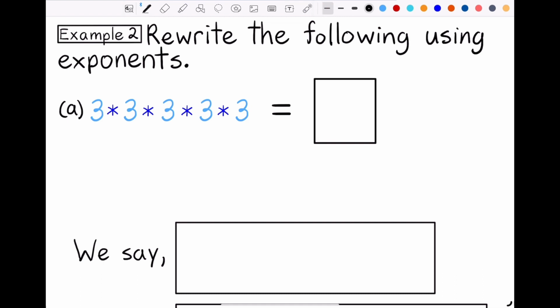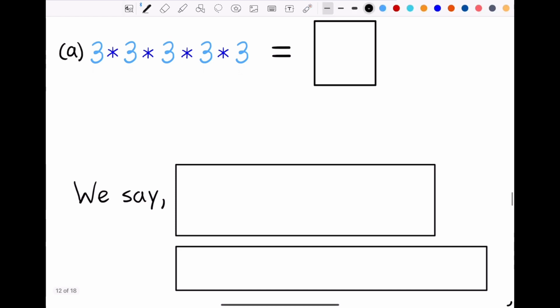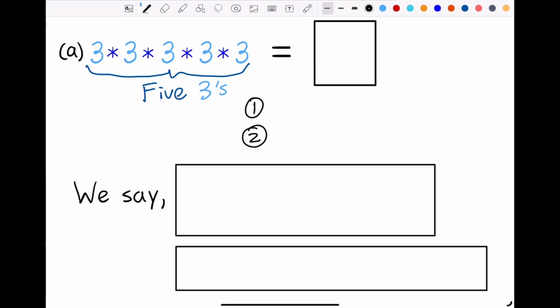Let's rewrite the following using exponents. Let's return to the example where we are multiplying 5 3's together. So we have 5 3's. To rewrite this product using exponents, we need to identify 2 pieces of information. And these 2 pieces of information will be the parts of our exponential expression.